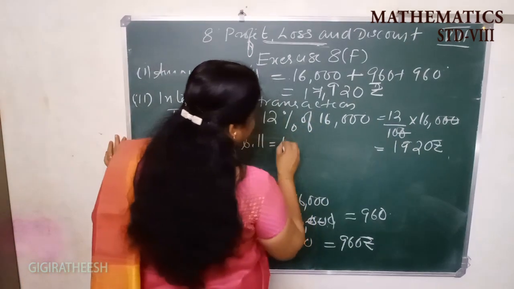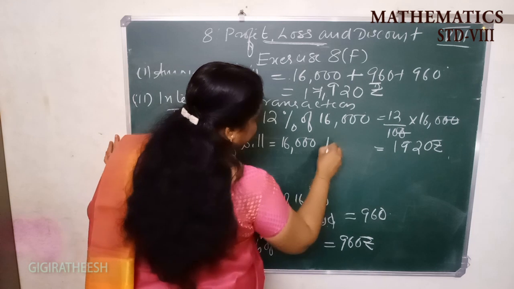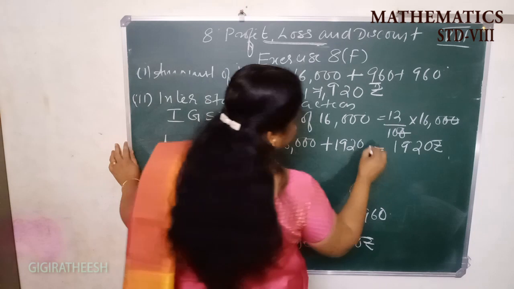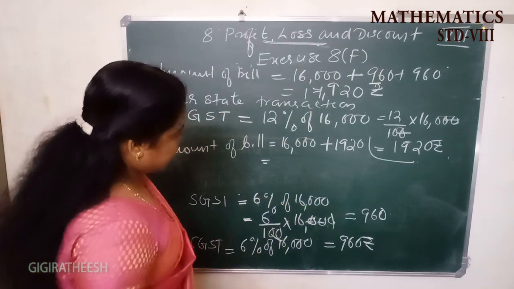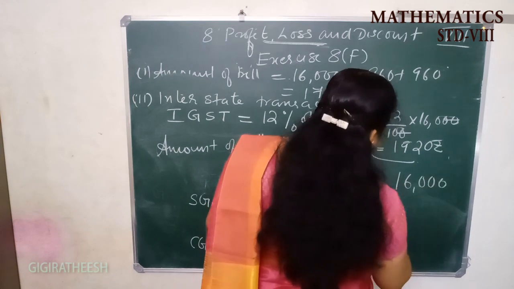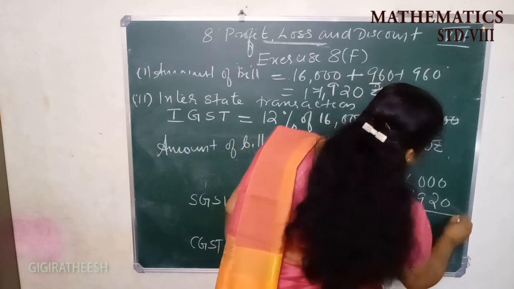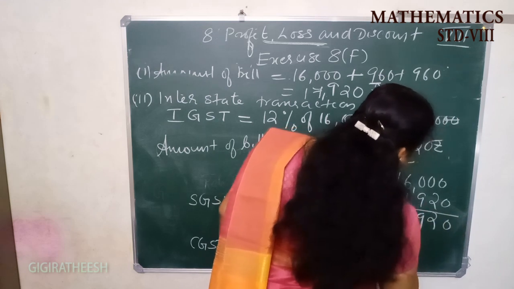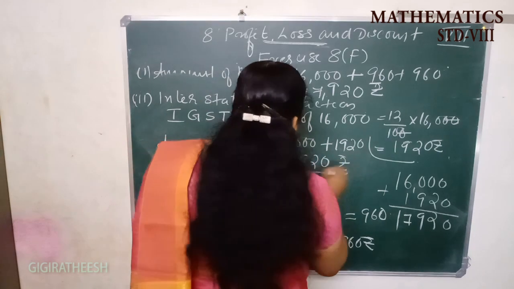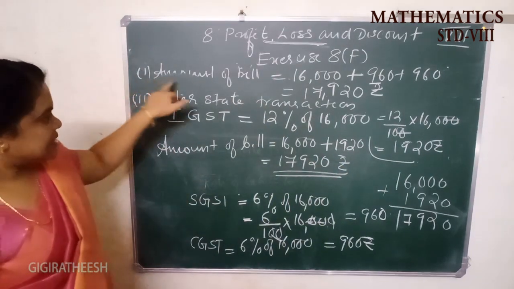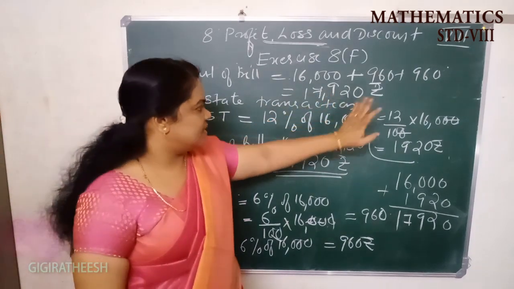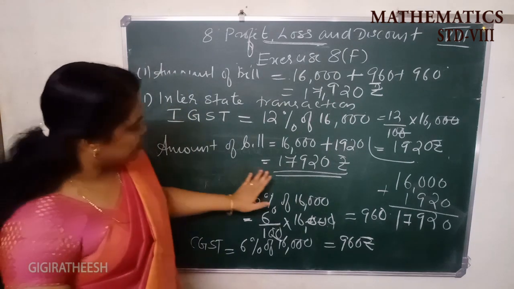16,000 plus 1,920, that is equal to 17,920 rupees. This is the amount of bill for the intrastate transaction. The amount of bill for the intrastate transaction is 17,920, and for the interstate transaction it is also 17,920 rupees.